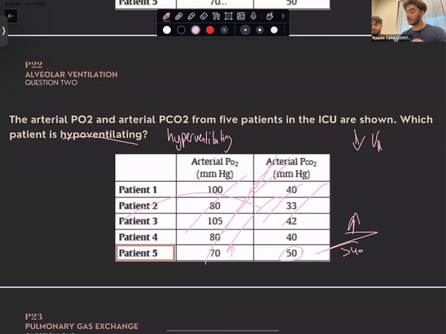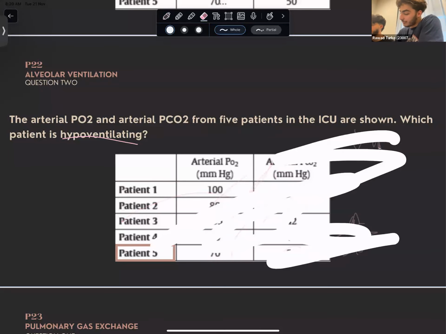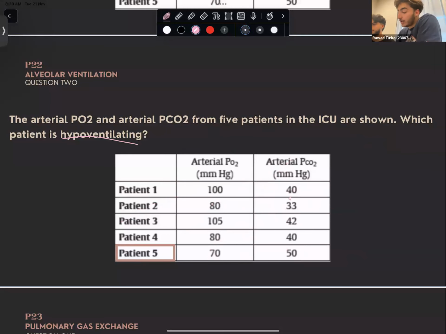Why isn't it the correct answer for the second question? I'll answer that in a second. Hold on. So, 2, you are correct. Your PCO2 is decreasing, which is good. That's the first thing that should happen. But your PO2 is also decreasing. But in hyperventilation, what should be happening is this increasing and this decreasing.